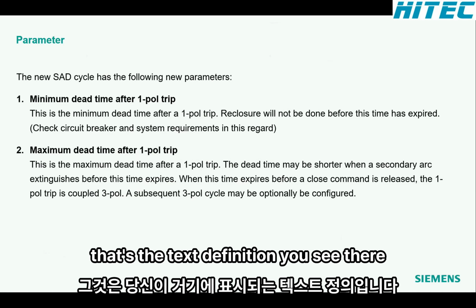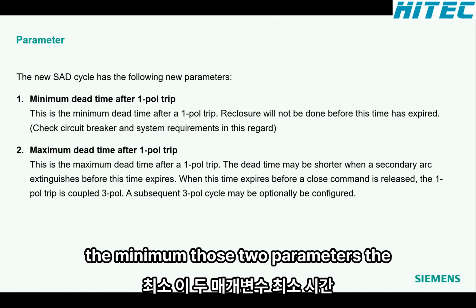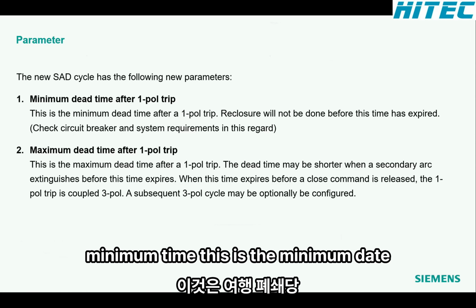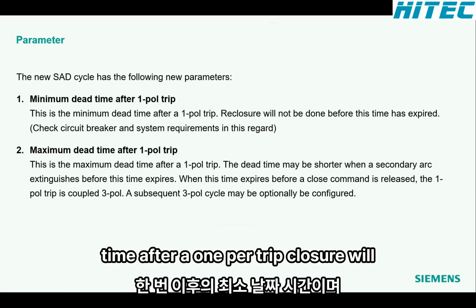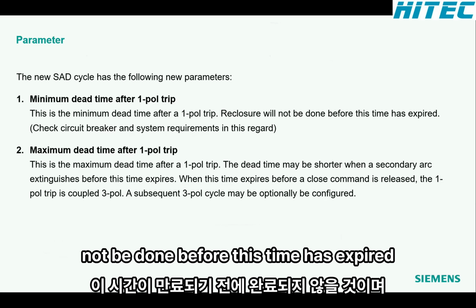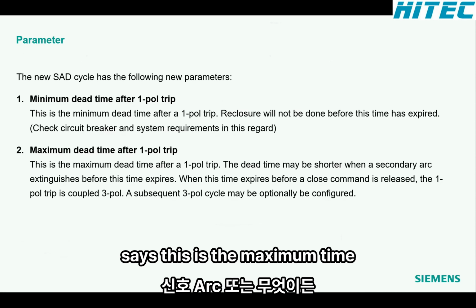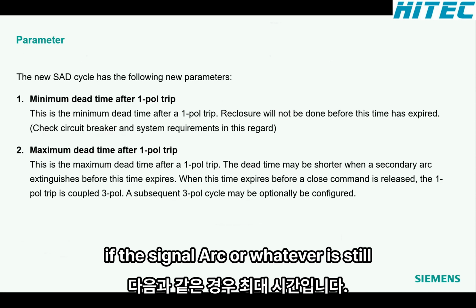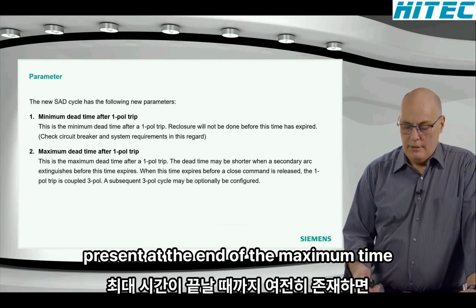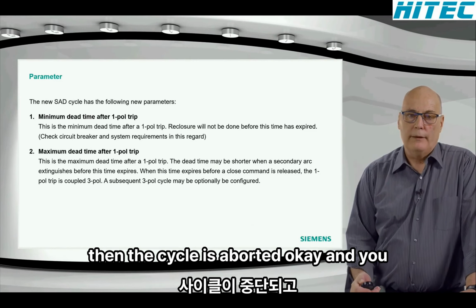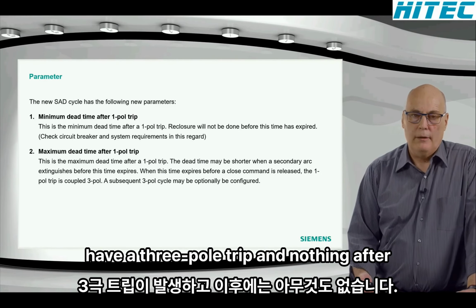That's the text definition you see there. Those two parameters: the minimum time, this is the minimum dead time after a one-pole trip. Closure will not be done before this time has expired. And a maximum dead time, as the name says, this is the maximum time if the secondary arc or whatever is still present at the end of the maximum time, then the cycle is aborted, okay? And you have a three-pole trip and nothing after that.